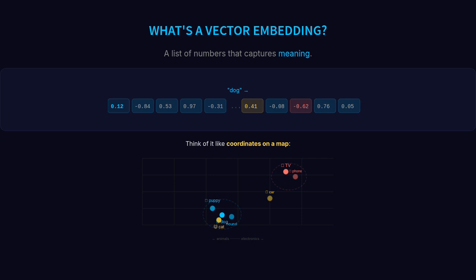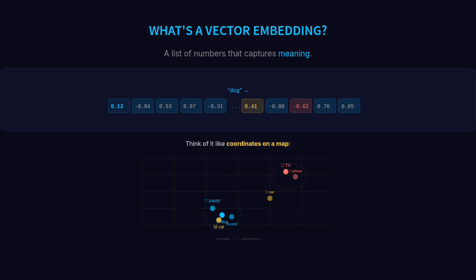Now, numbers on their own aren't very useful. But here's the trick: you can think of these numbers as coordinates on a map. Just like how every location on Earth has a latitude and longitude, every word has a coordinate in embedding space. And here's the beautiful part: similar things end up close together.